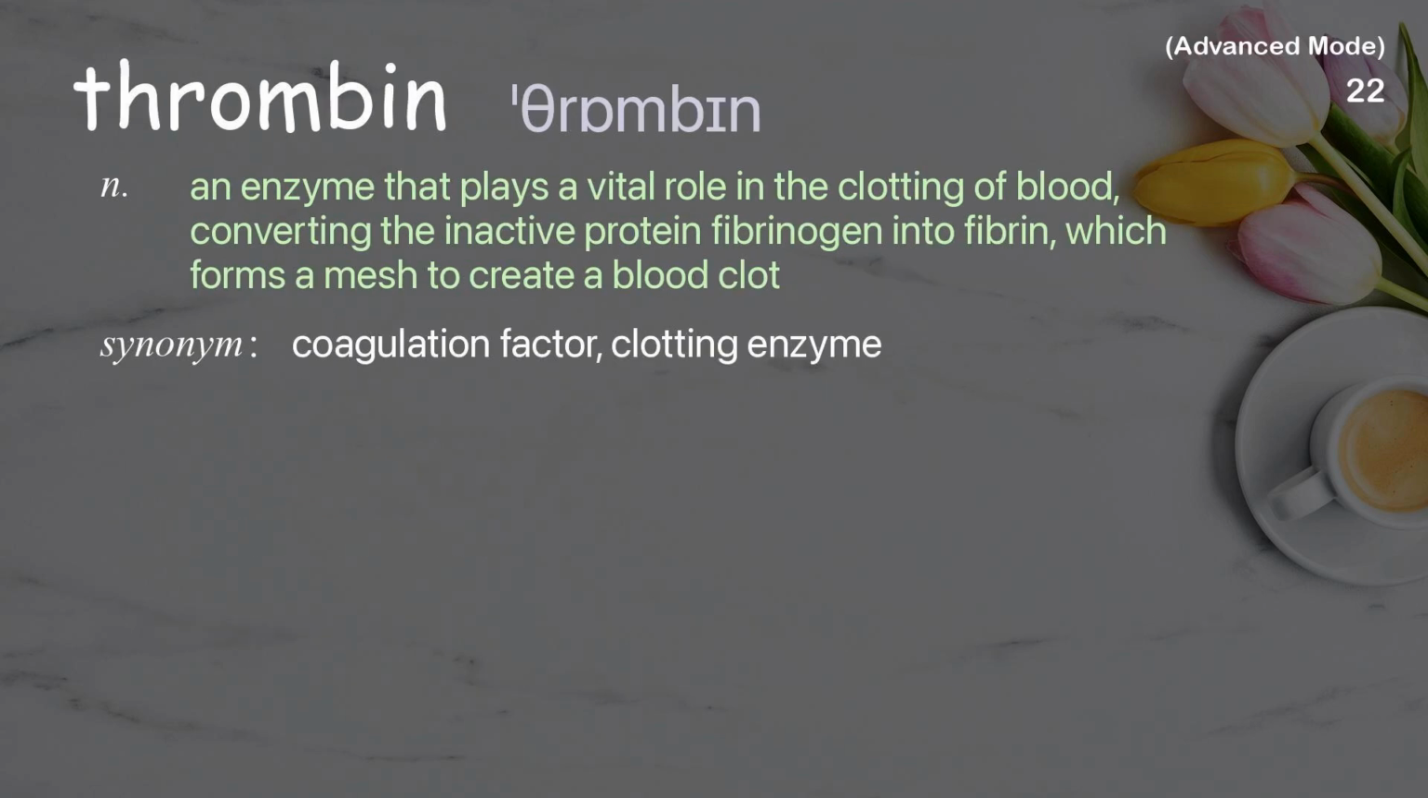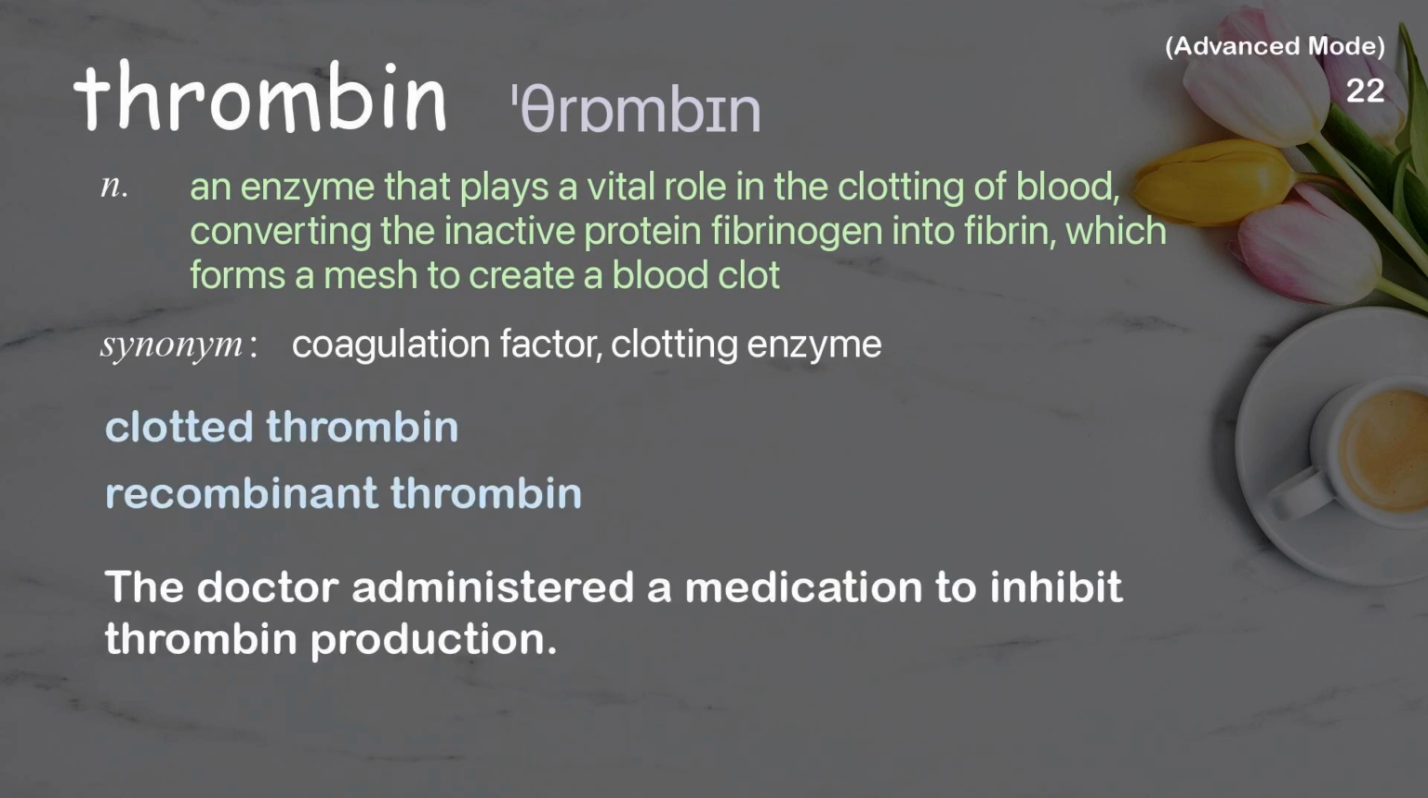Thrombin. An enzyme that plays a vital role in the clotting of blood, converting the inactive protein fibrinogen into fibrin, which forms a mesh to create a blood clot. Examples: Clotted thrombin. Recombinant thrombin. The doctor administered a medication to inhibit thrombin production.